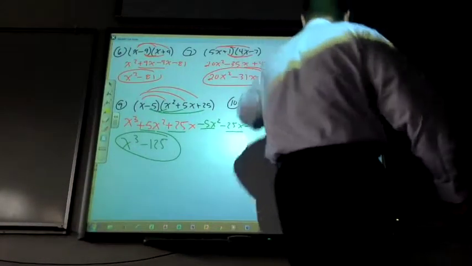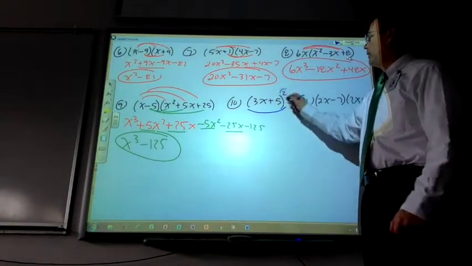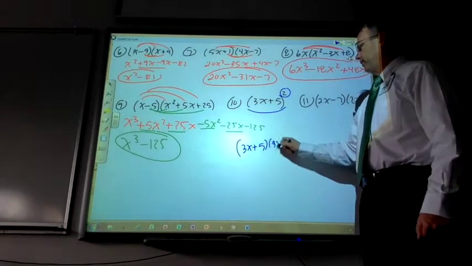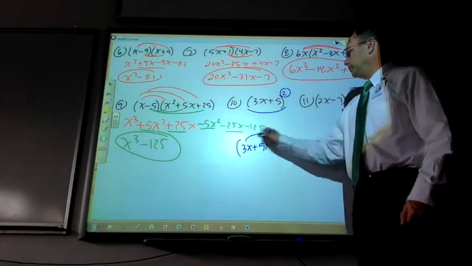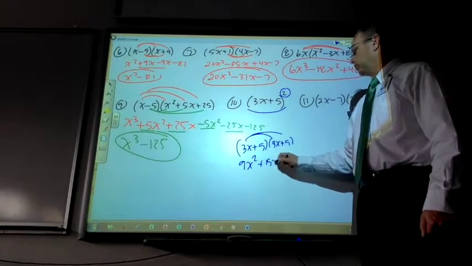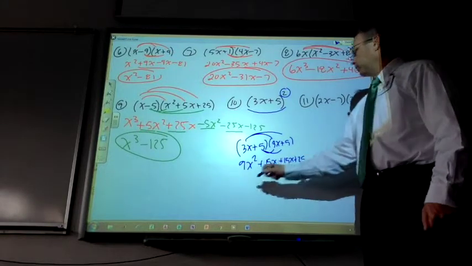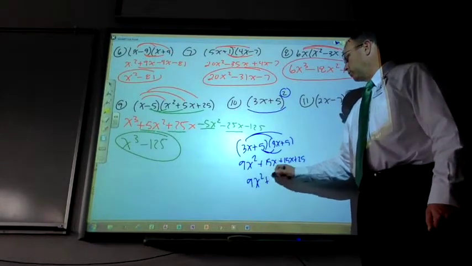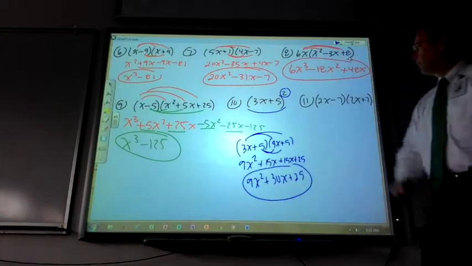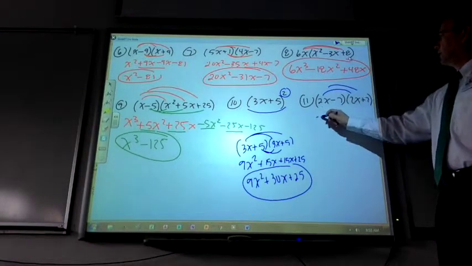Hey, how many 3x plus 5s are we multiplying together? How many of these am I multiplying together? 2 of them. So I have 3x plus 5 times 3x plus 5. There's that answer.